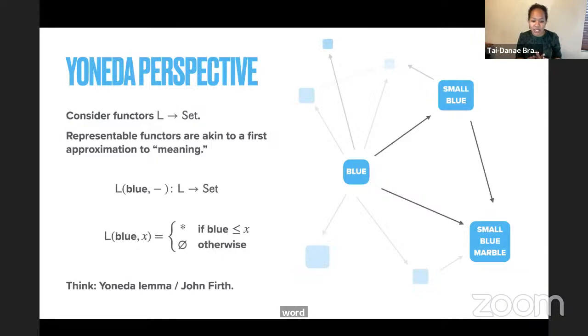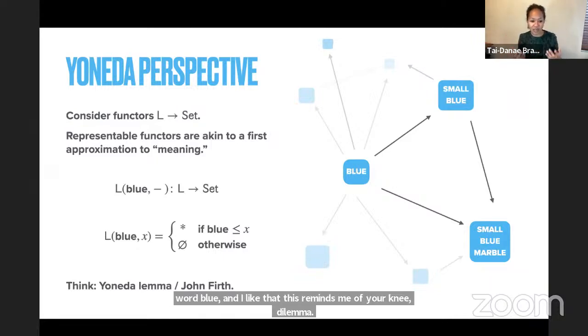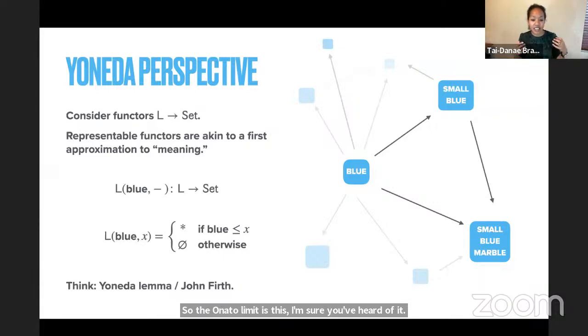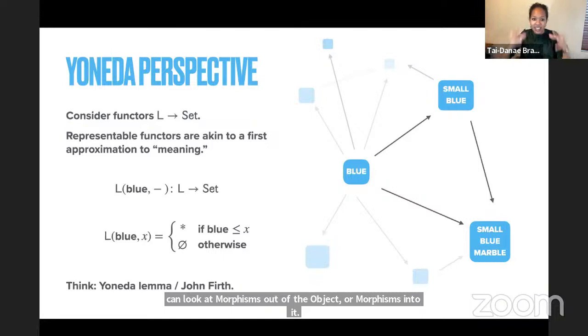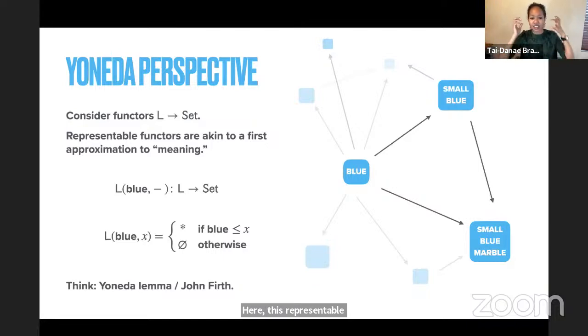This reminds me of the Yoneda lemma. I'm sure you've heard of it, this famous theorem in category theory, which essentially says that a mathematical object is completely determined by the network of relationships it has with other objects in the category. So if you want to understand all important things about an object, you can look at morphisms out of that object or morphisms into it. Here, this representable functor picks out exactly the network of ways that the word you've chosen, like blue, fits into all expressions that contain it in the category in your language.